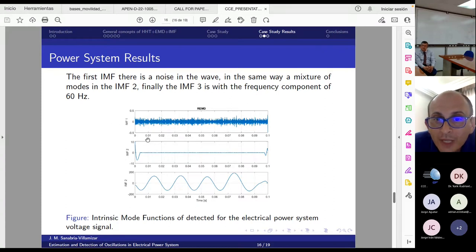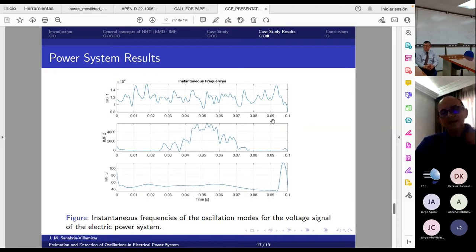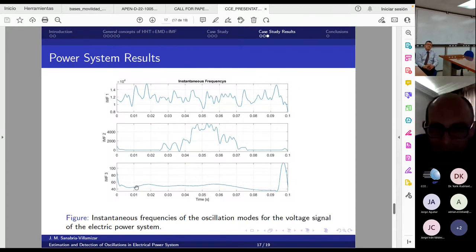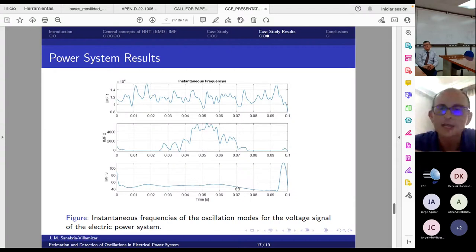And in this case, we can reconstruct the signal using only the IMFs without noise, for example. In this case, IMF3, it's possible to use only these two IMFs and not use this one because these IMFs contain only noise components. This is the behavior for the instantaneous frequency. You can see that sometimes it's difficult to see only one kind of frequency. And the reason is because the original signal has different frequencies, and it's really difficult when the frequencies are close.